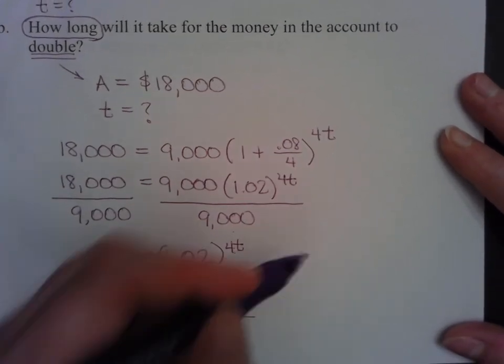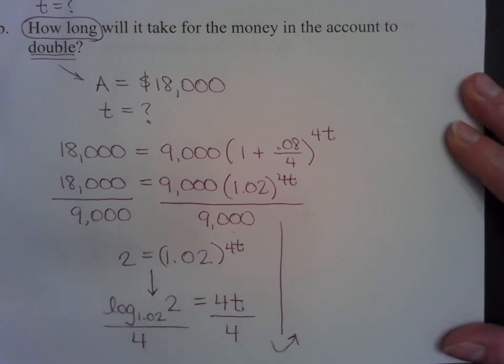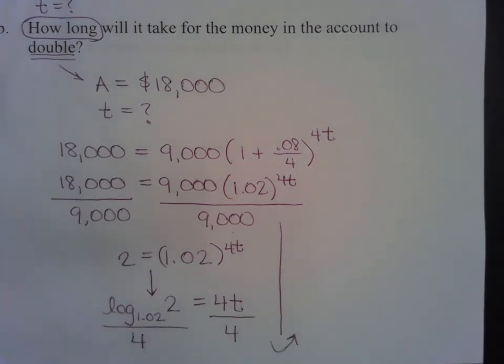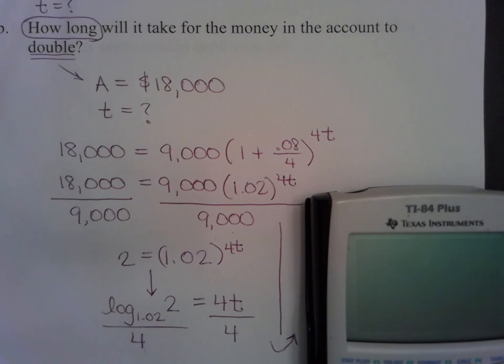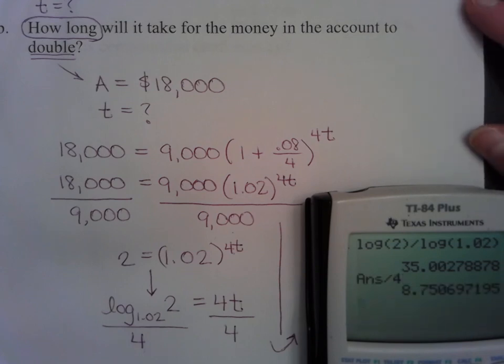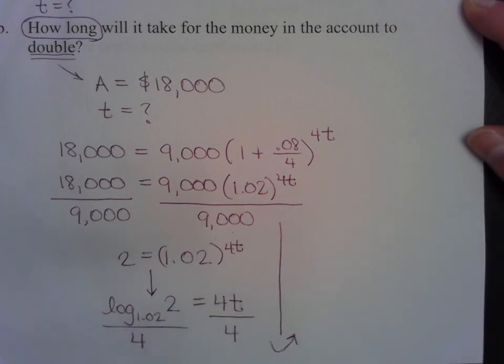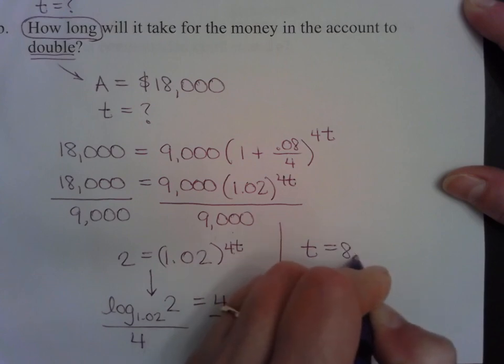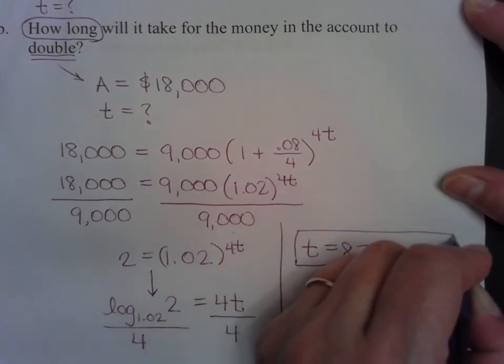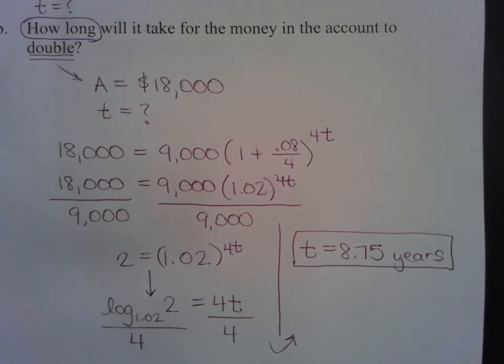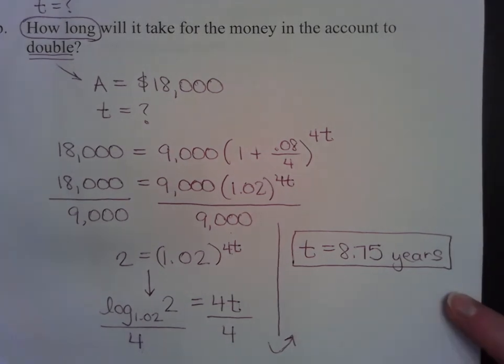And I know we've already talked about this many, many times. Some of you can type that logarithm in directly using the log base. I can't do that. I've already told you that a bunch of times. Okay, you can do that. Go for it. I am going to make the ratio log of 2 divided by log of 1.02. So I get pretty much 35 divided by 4. We'll say 8.75. And that's years. So how long will it take for the money in the account to double? About 8.75 years.